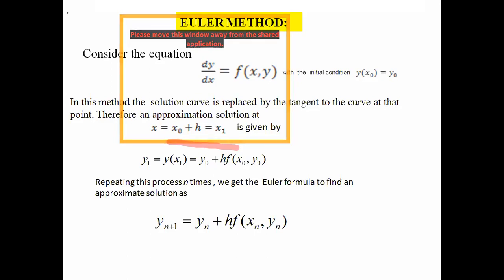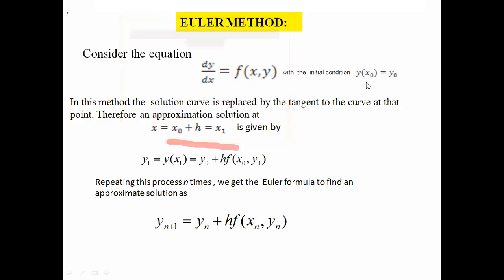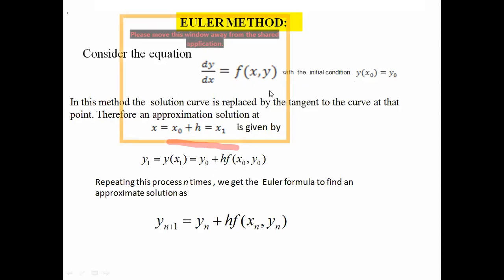So consider the initial value problem. Usually it is given like this: dy by dx is equal to f of x comma y, with the initial condition y of x naught is equal to y naught. Actually there is a solution curve for this. The solution is a relation in terms of x and y. We call it y is equal to y of x. In this method, the solution curve is replaced by the tangent to the curve at that point. We just replace the curve by a tangent. When the value of x is very small, we get an answer very near to that.